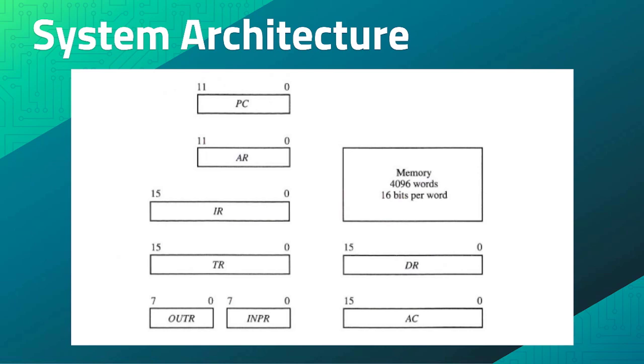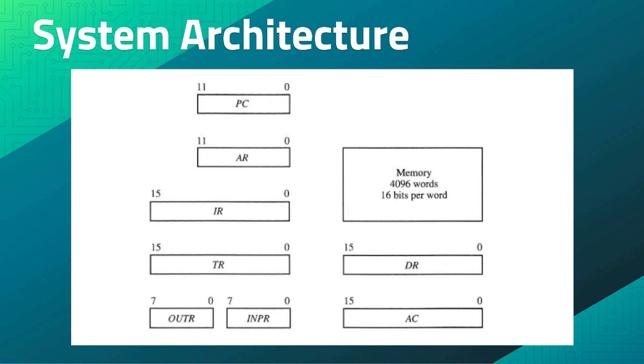Starting from the bottom right, we have AC, which is your accumulator. It accumulates all the results of the ALU and also forms the first operand for all the arithmetic and logic operations. Then we have DR, which is your data register. It forms the second operand for the ALU.